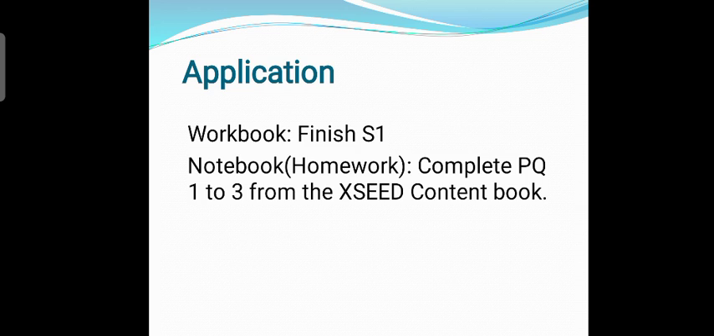So students, you have to finish your S1 of volume book based on today's discussion and learning. And you have to finish your notebook, practice question number 1, 2 and 3 from your Exceed content book.